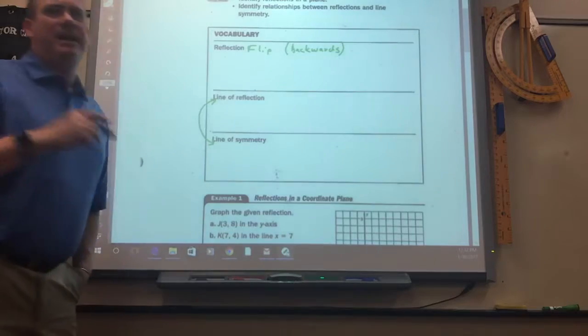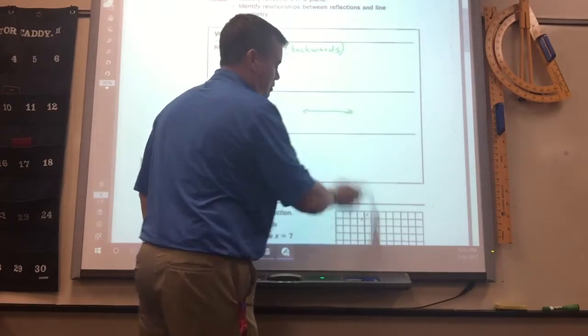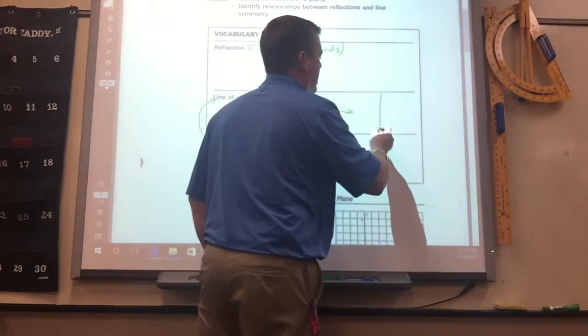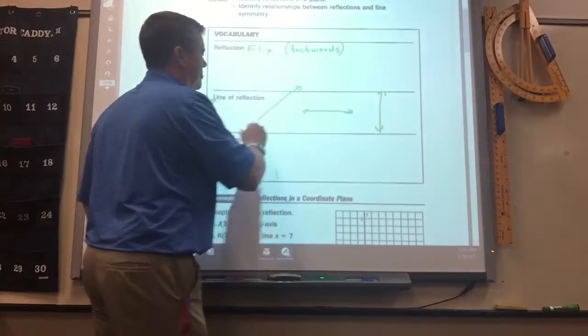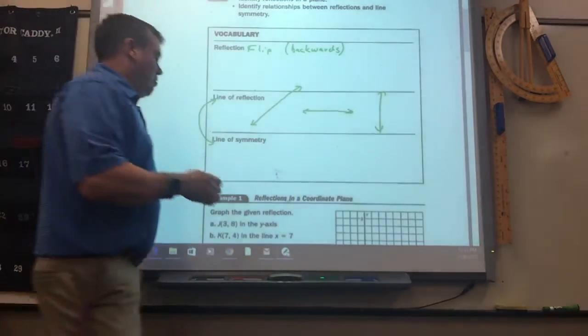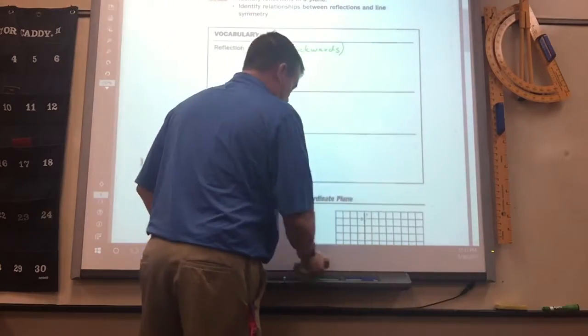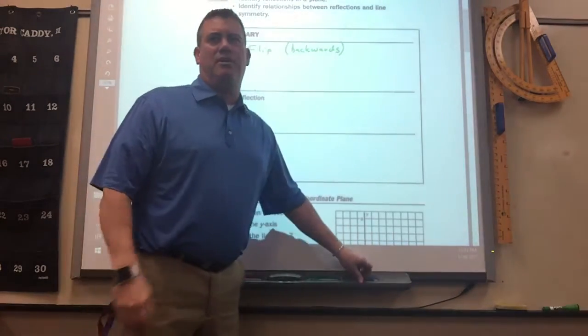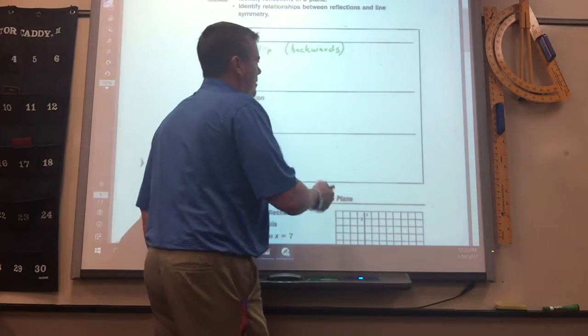The line of reflection, usually it's going to be a horizontal line like when we have a graph, or a vertical line. Sometimes it is an angled line. Now, we do have a couple in today's assignment where you have to sketch the figure that it shows you and then reflect it over the line.